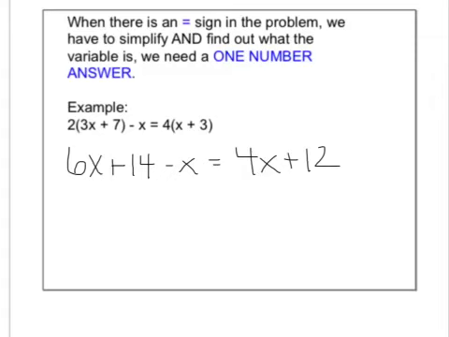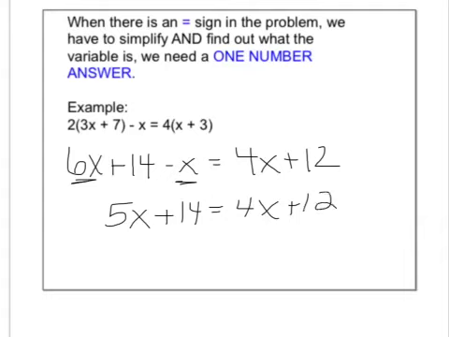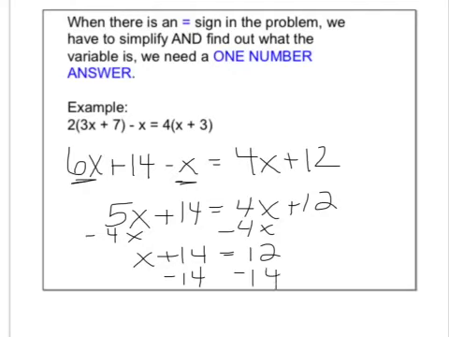Okay. I'm going to combine like terms on the left-hand side. I've got 6x minus x, which is 5x. I'm going to rewrite the rest of the problem. And then I'm going to go through and solve, just like I would normally. I'm going to take the 4x and bring it to the other side. So I'm going to subtract 4x from the 5x. So I'm going to get x plus 14 equals 12. Then I'm going to subtract 14 from each side. So now I'm going to get x equals negative 2.